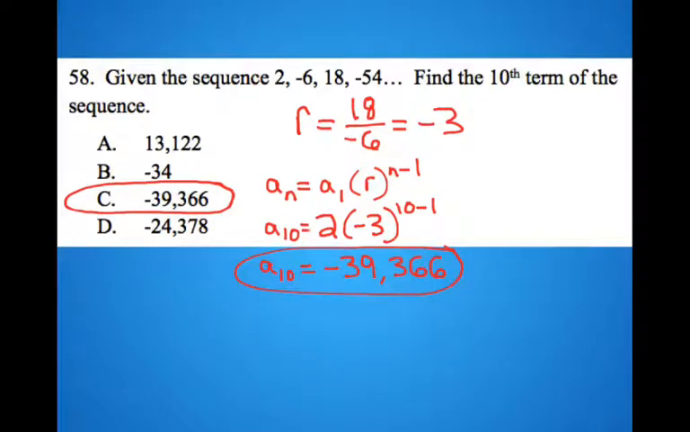This one, when you look at it, you can tell that it is a geometric sequence, and you take one of the numbers and divide by the one right before it. So 18 divided by -6 is -3. That's your common ratio, and so you just plug it into your explicit geometric formula. You put your first term, 2, times r, raised to the n minus 1. And then just use your calculator.